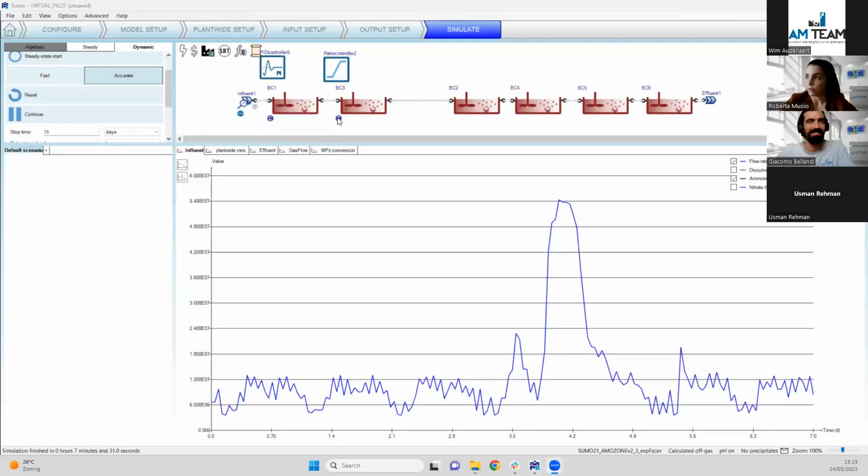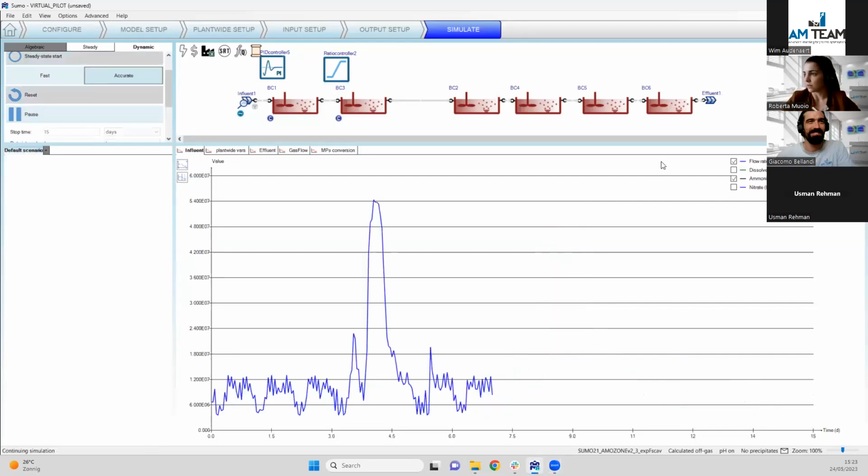All right, so now what we are looking at is a real-time dynamic simulation in our virtual environment. What you can see here is a virtual pilot of a secondary effluent ozonation plant. Ozone dose is injected in these first 2 bubble columns, the first 2 units, and then we let the ozone interact and be in contact with the water in the remaining units.